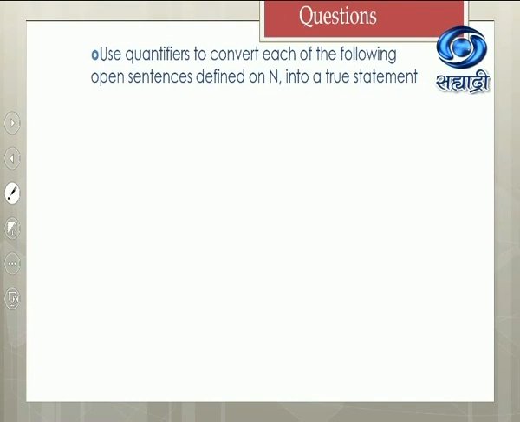Let us see some examples. Use quantifiers to convert each of the following open sentences defined on N into a true statement. X square equal to 25.